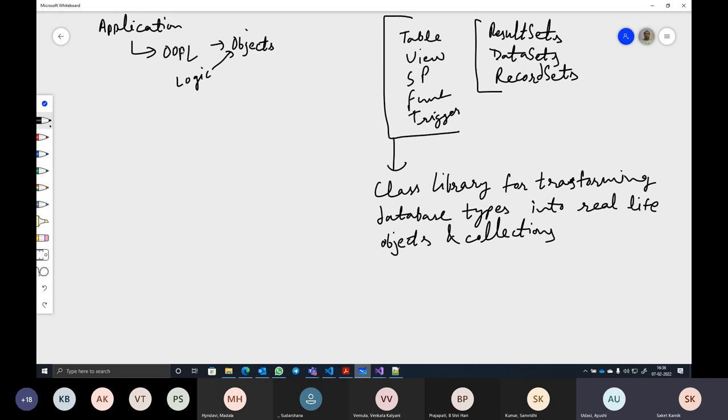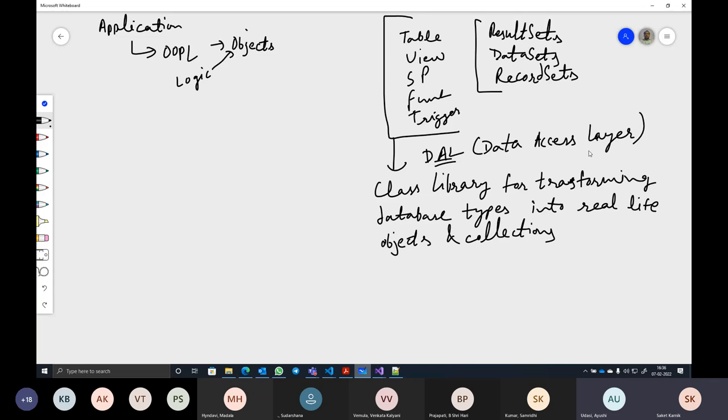This class library used to be written by us explicitly. This class library used to be called the data access layer, DAL. What it used to be called? Data access layer, DAL. Data access layer, DAL. Understood? Based on the role it used to perform.